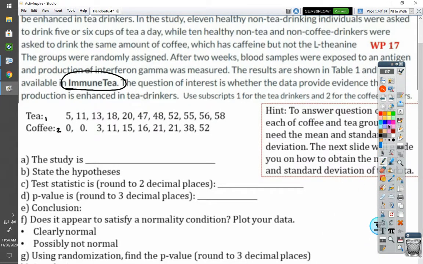Undo that right there. Change. The study is, well, if we take a look at this particular study, it's definitely an experiment.